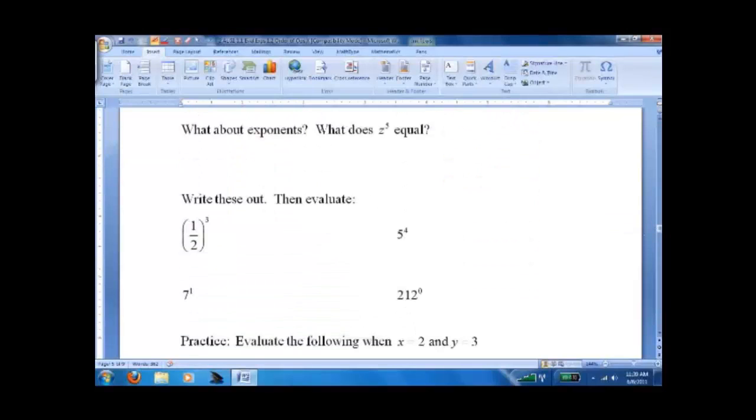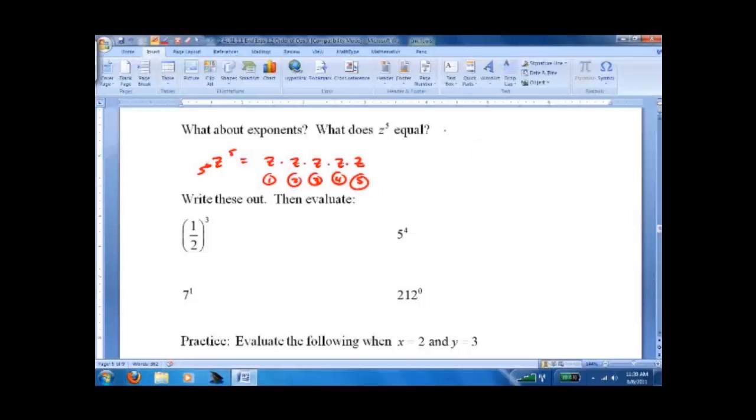What about exponents? What does z to the 5th equal? Well, we can just write it out if we want. Z, and I always put a little line on my z so you know I'm not writing a 2. Z to the 5th equals z times z times z times z times z, 5 times. 1, 2, 3, 4, 5 times.